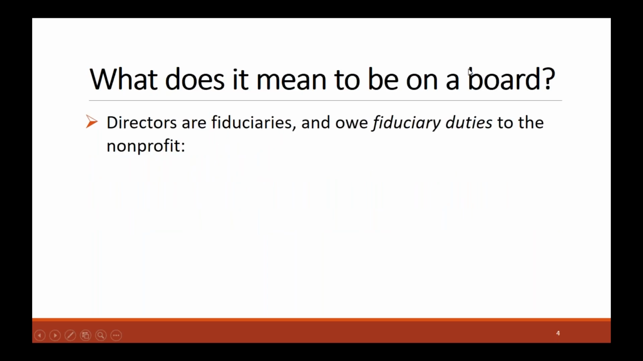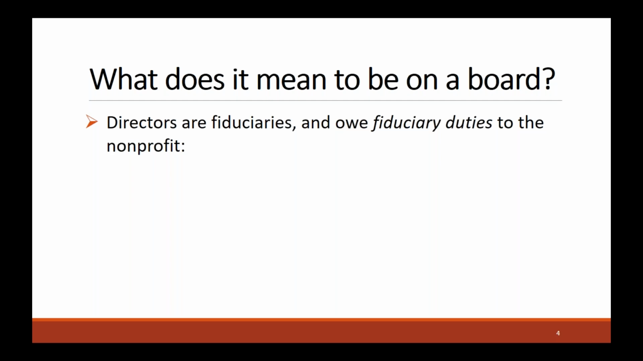Okay, so let's start with what it means to be on a board. I want to give some background here because it undergirds a lot of the operational requirements that we'll talk about later. It'll make everything make more sense. And what we should know is that directors are fiduciaries and owe a fiduciary duty to the nonprofit organization. Let's unpack what that means.